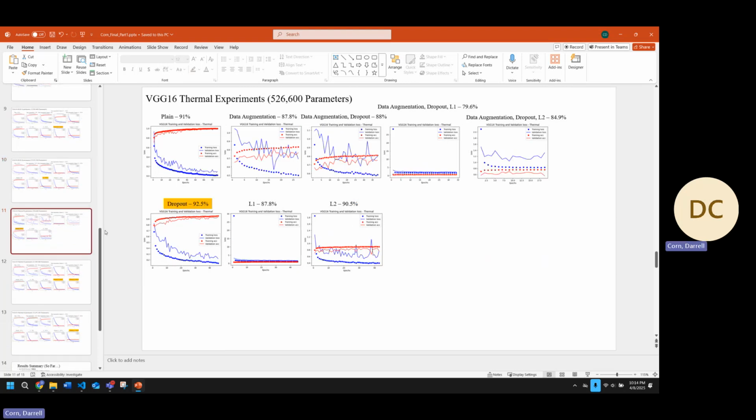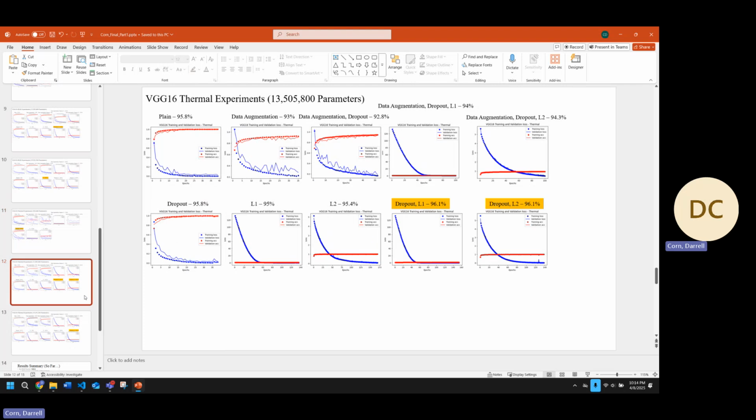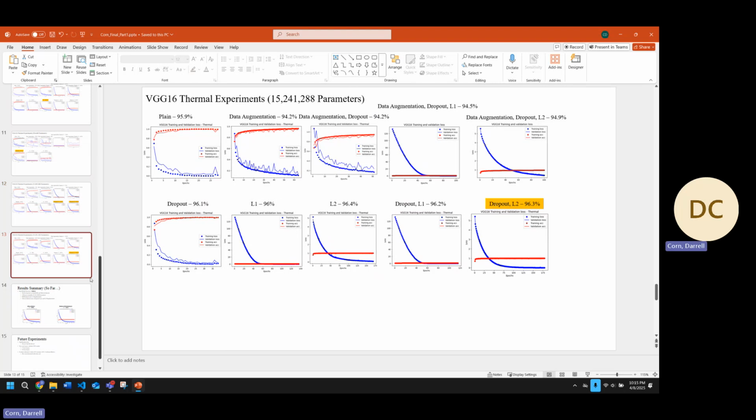For the thermal data sets, with the low amount of parameters, again, the dropout layer performed the best at 92.5%. And for a partially trainable convolution base, the dropout along with the regularizers performed the best again. And they performed about evenly, whether it was L1 or L2. My last set of experiments so far, it turns out the dropout layer with the L2 regularizer performed the best at 96.3% and leaving the model fully trainable.